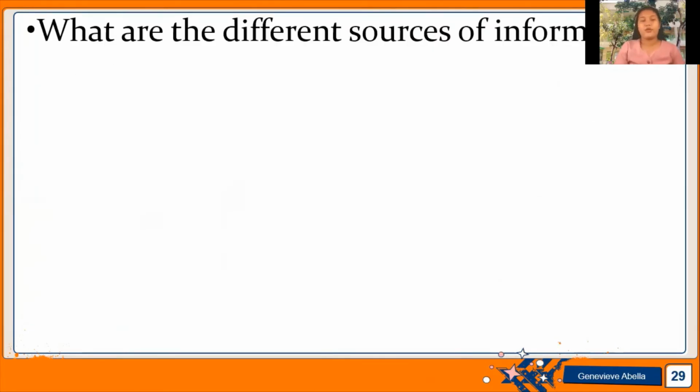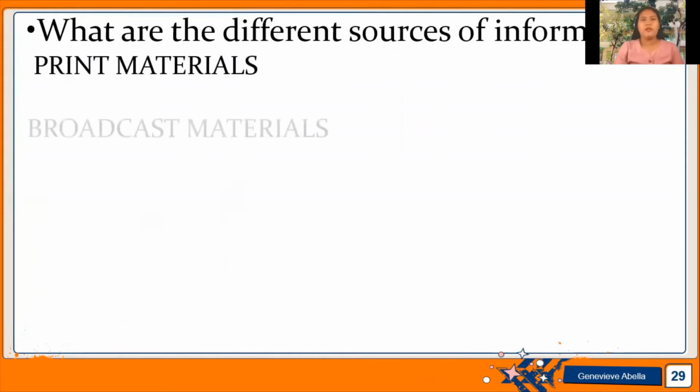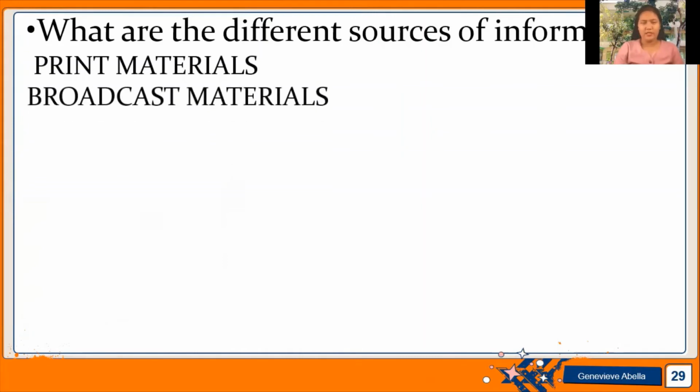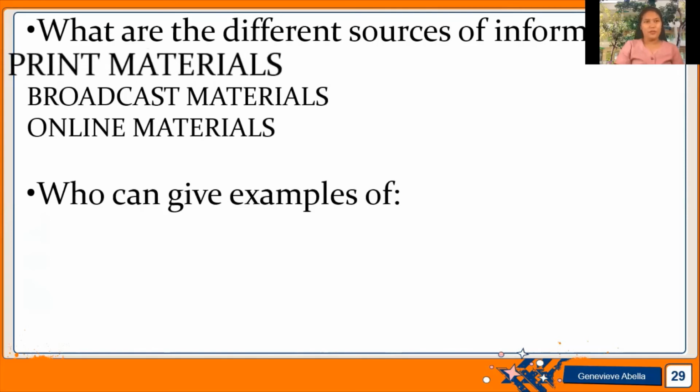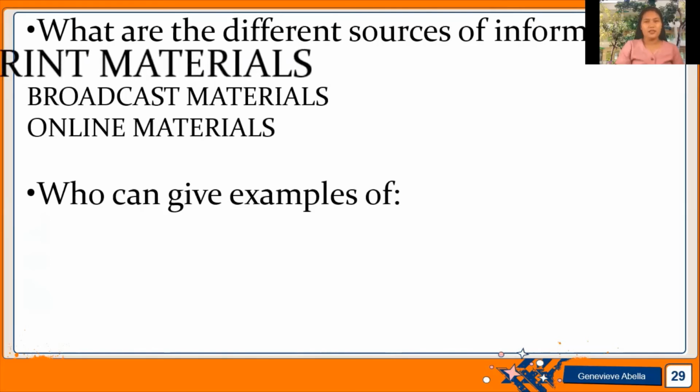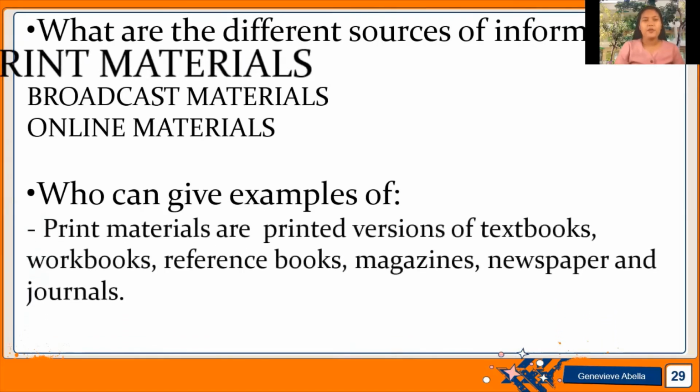What are the different sources of information? These are the print materials. Very good. That's right. The broadcast materials. Next is the online materials. Very good. So who can give an example of print materials? Very good. Print materials are printed version of textbooks, workbooks, reference books, magazines, newspapers, and journals.